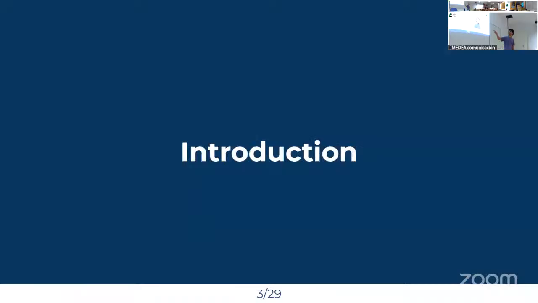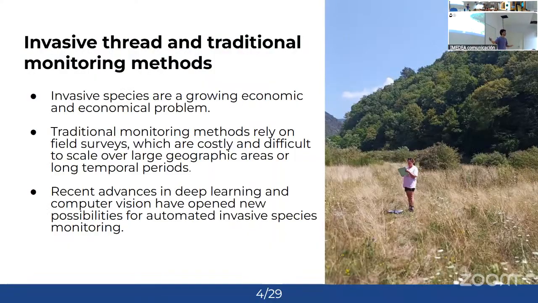Now, a little bit of context for this work. As we all know, invasive species are a growing economic and ecological problem. Traditional monitoring methods often rely on field surveys, which are costly and hard to scale in time and in space. Recent advances show that applying deep learning for monitoring invasive species is achieving very good results.